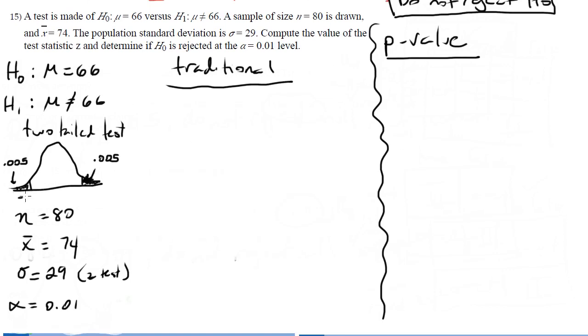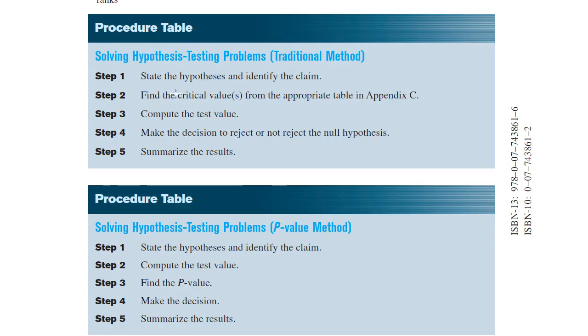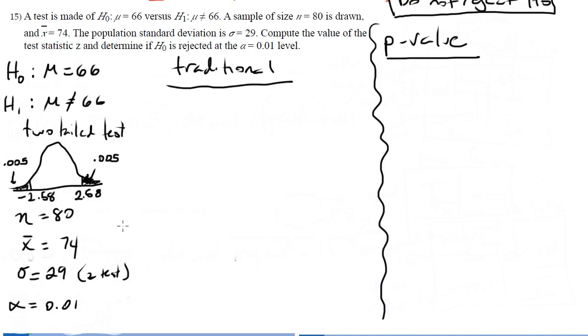So here, negative 2.58. Here, positive 2.58. Okay, that's the second step. Find the critical value. That's our critical value. So that's our rejection region, right?